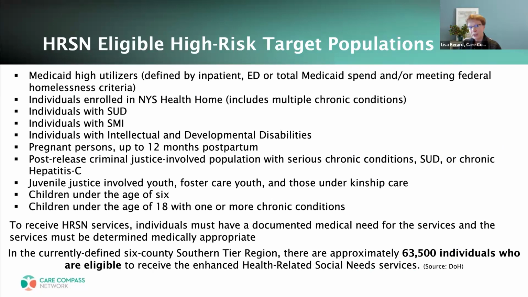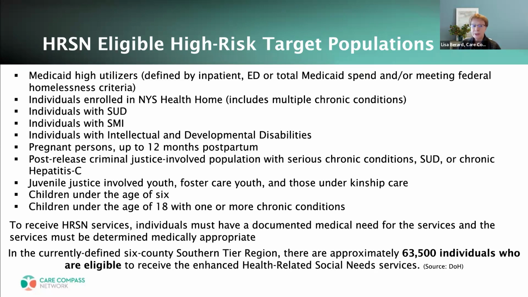So obviously high utilizers, defined by their inpatient utilization, ED utilization, or total Medicaid spend. Individuals enrolled in health homes or with SUD or SMI, individuals with intellectual and developmental disabilities, pregnant persons up to 12 months postpartum, the criminal justice involved population post-release with serious chronic conditions, juvenile justice involved youth, foster care youth, and youth under kinship care, all children under the age of 6, or children under the age of 18 with one or more chronic conditions.